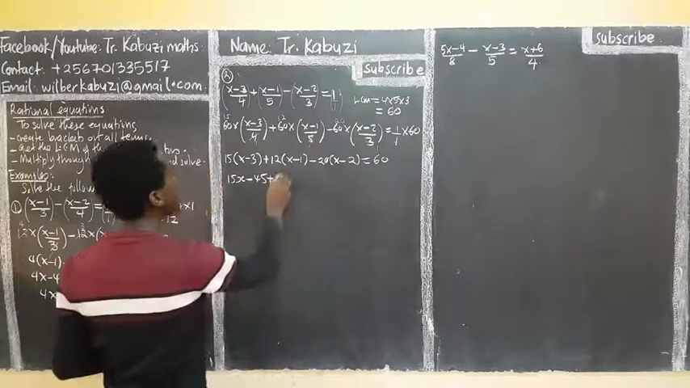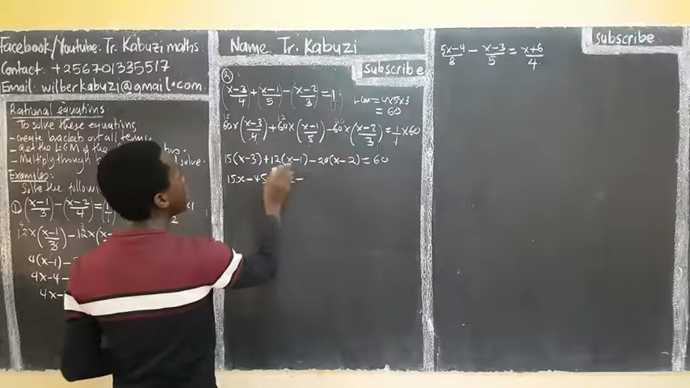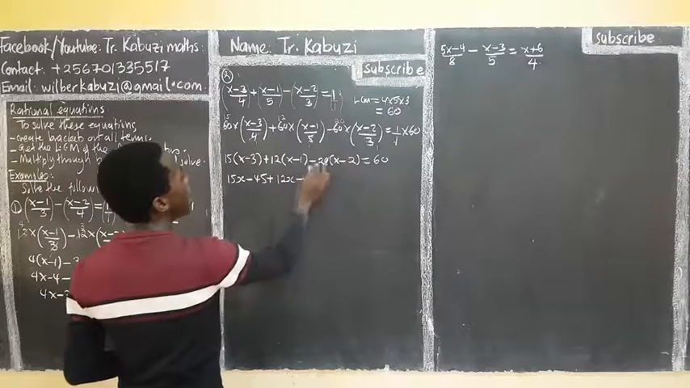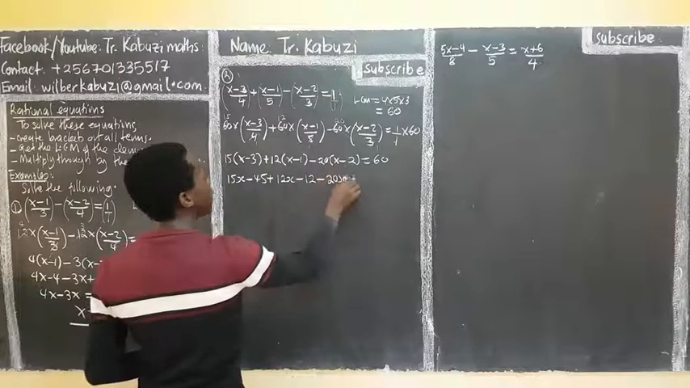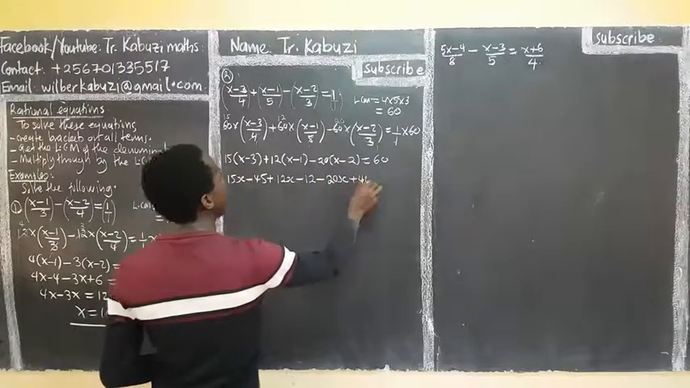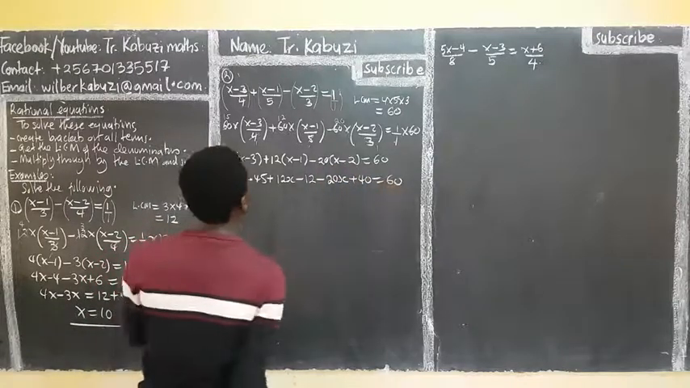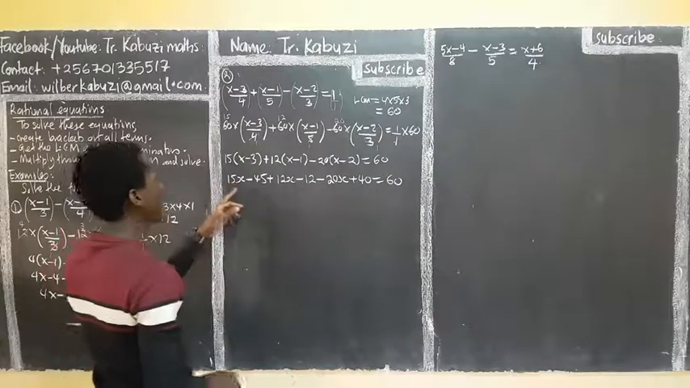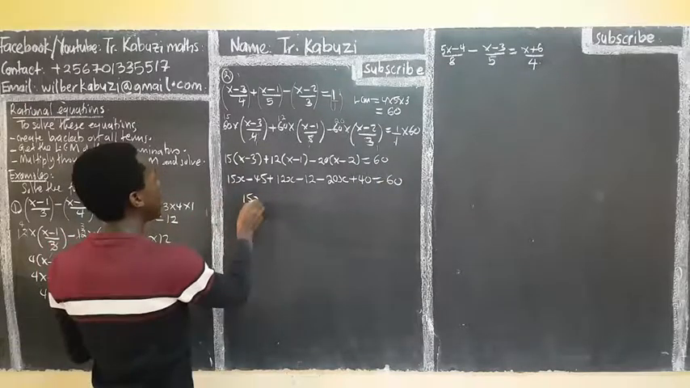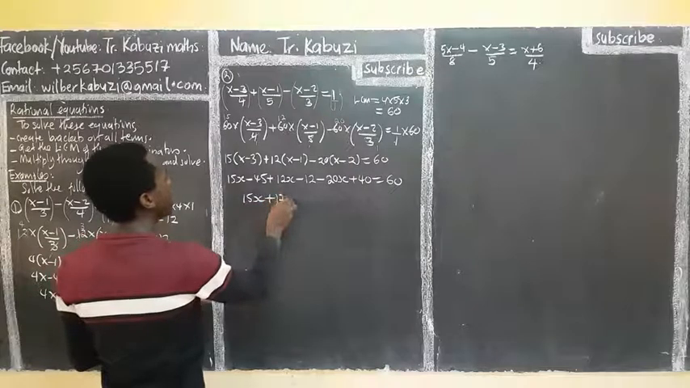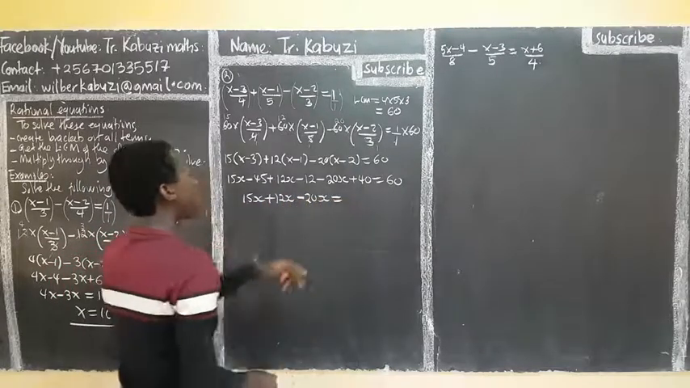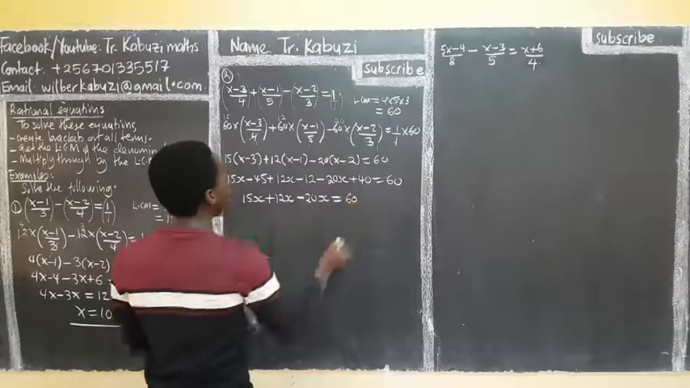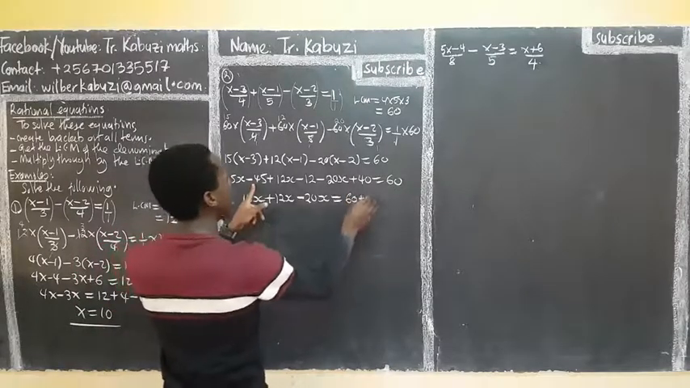12 times this, we get 12x minus 12, minus 20x minus, to give a positive 20 times 2, 40, equaling 60. Now you multiply terms. I have 15x plus 12x minus 20x equaling 2. Now I take figures that are on this side, 60. When I take this side, it becomes positive.